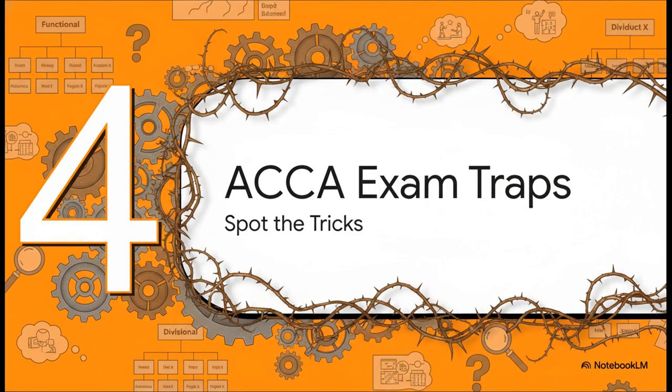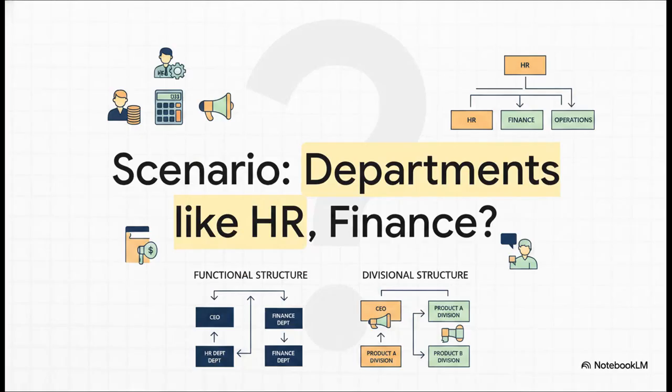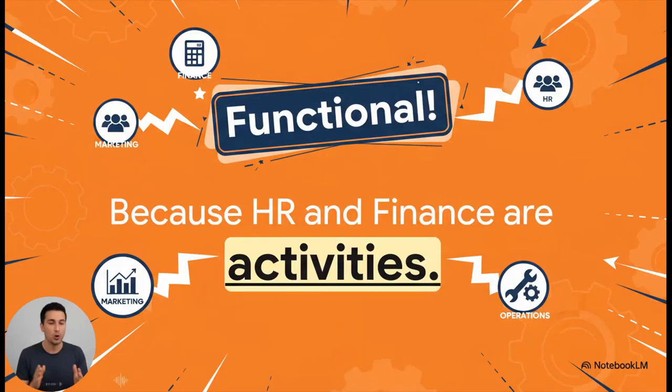Which brings us to Section 4, ACCA Exam Traps. Okay, pay close attention here, because the examiner isn't just going to ask you for a textbook definition. They're going to give you a story to diagnose. Here's the first trap, straight from the examiner's playbook. If the scenario simply says the company has quote-unquote departments like HR and finance, what are you choosing? Take a second. Look closely at those keywords. Nailed it. The answer is functional.